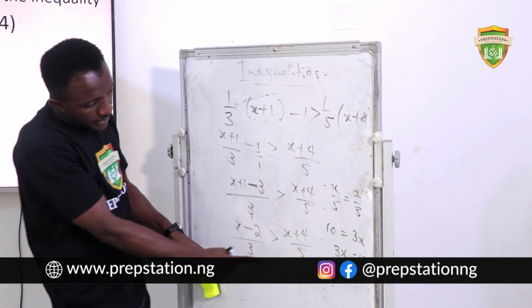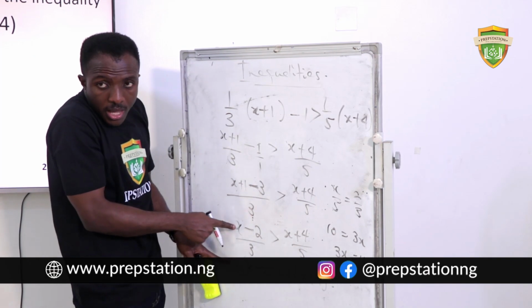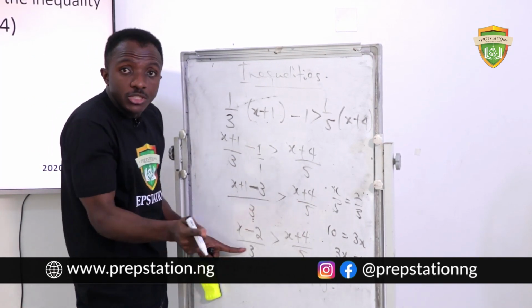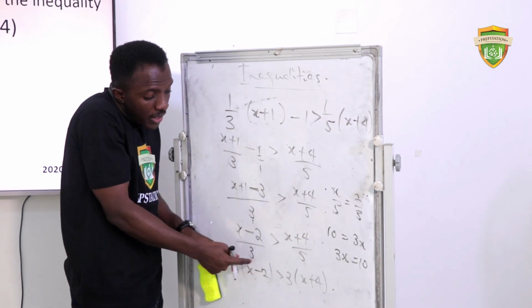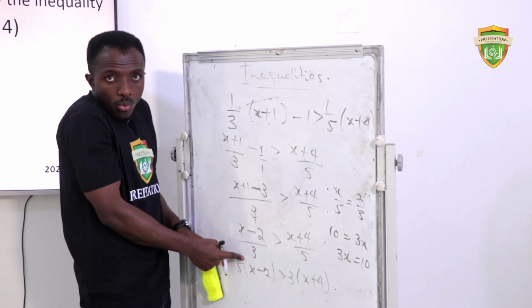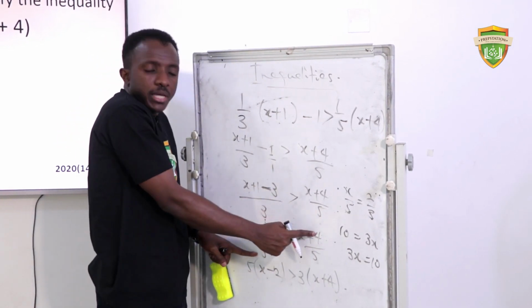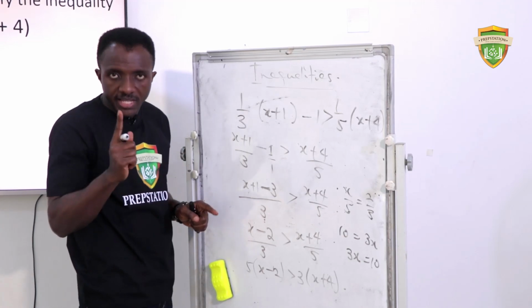You see what I did? 5 has gone here, and 3 has gone here. I didn't do x minus 4 came down to make 3. No. The right way to do cross multiplication is 3 goes here and 5 goes here. Take note of that, please.